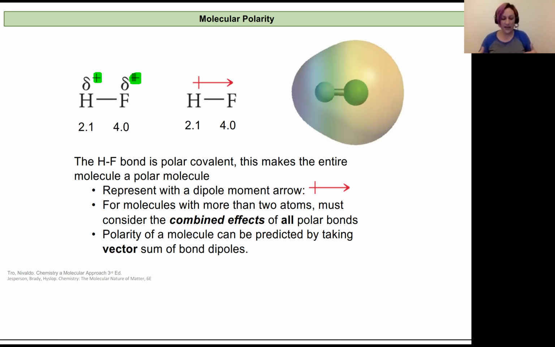So let's take a look at this step by step. So I've got hydrogen and fluorine, a super simple molecule. I look up my electronegativities from a table.